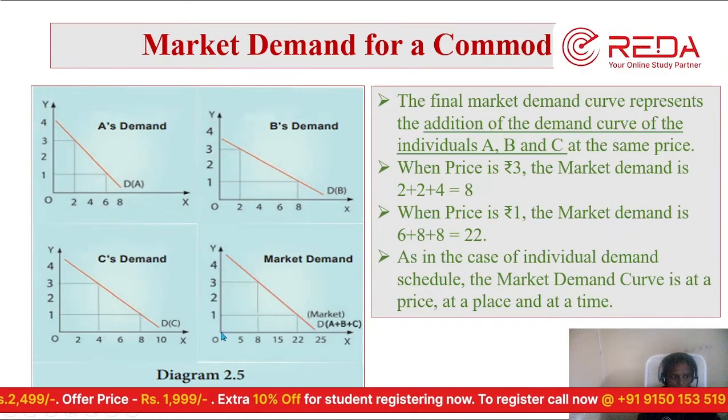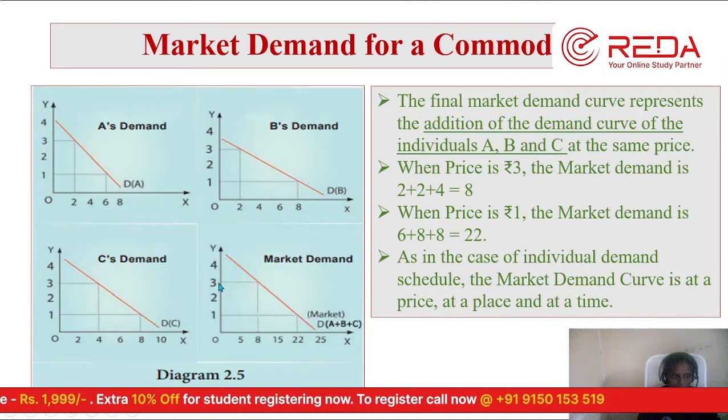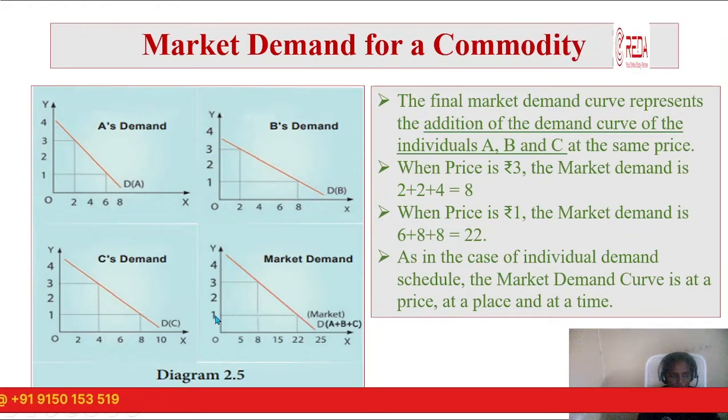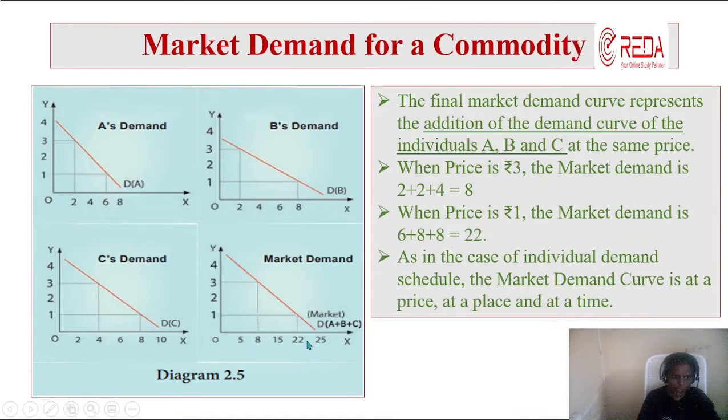Now you see, when the price of the pencil is 3 rupees, the quantity demanded is 8. Then when the price decreases to 1 rupee, what will happen? The quantity demanded is 22. How is it 8 and how is it 22? You see, when the price of a pencil is 1 rupee, what is the quantity demanded? 6. So 6 plus 8 plus 8 is equal to 22.